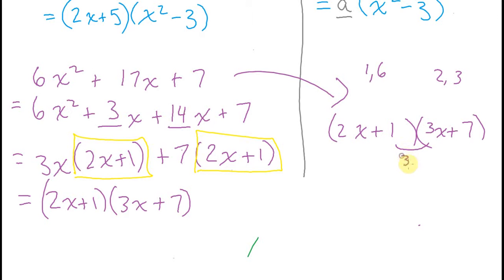That gives us 3x plus 14x, which gives us the middle term, 17x. So we're done. Had you made a mistake, and if you did, (2x and 3), and you tried this first, wait, that's what I did last time. I'm trying to show you what to do when you make a mistake, and I didn't make a mistake.